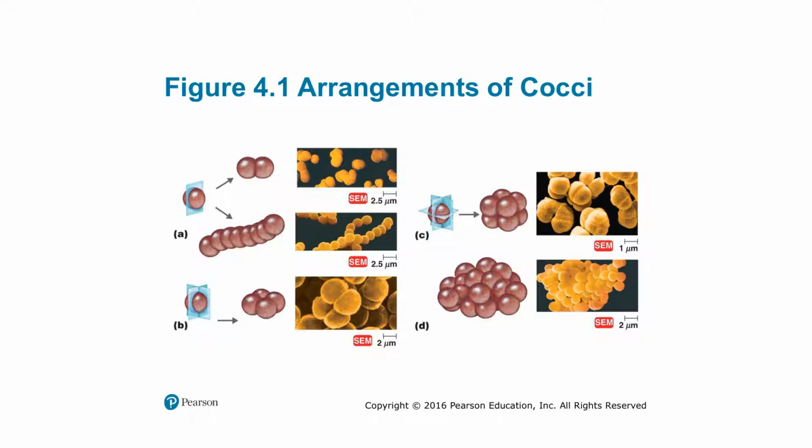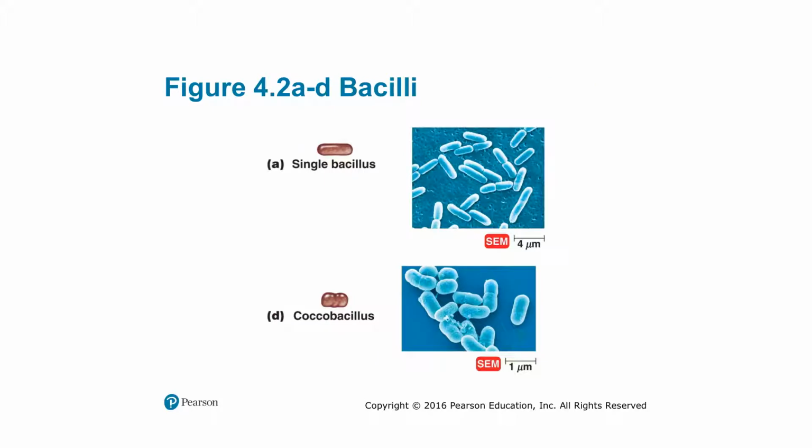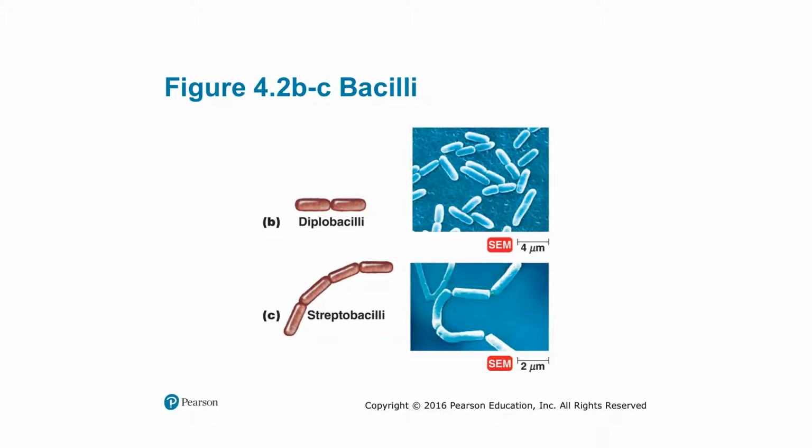You can see the diplococci and the streptococci, and then you can see how they start to go into clusters, which is the staphylococci, and then you can see the sarcinae as well. The single bacillus is a rod-shaped bacteria. The coccobacillus has a rounded off rod shape. The diplobacilli are when there are 2 of them, and the streptobacilli are long strings of these.